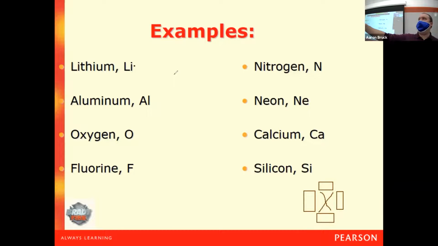Aluminum. Aluminum is in group 3A. 3 valence electrons. We're going to keep those electrons separate from each other. 1, 2, 3. To follow our rules. 3 valence electrons, 3 dots. All 3 dots are separated from each other.